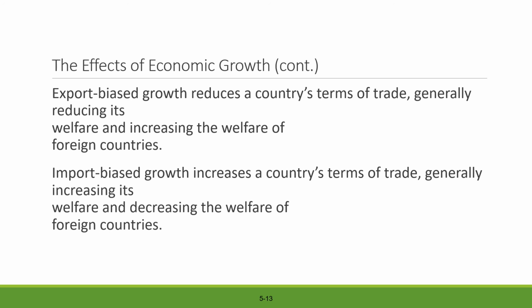Import-biased growth increases a country's terms of trade, generally increasing its welfare and decreasing the welfare of foreign countries. So whenever we are importing something and foreign countries are good at producing it, then the supply of that good will increase, and that will become cheaper for us to import. So the basic conclusion here is that we would love other countries to grow in those sectors, in those goods which we are importing.